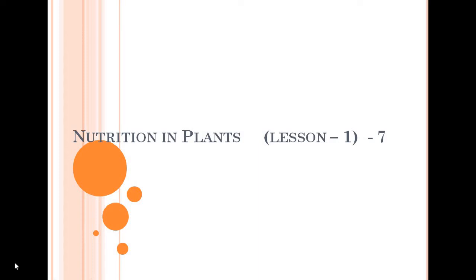Good morning, students. Today we are going to study the lesson Nutrition in the chapter Nutrition in Plants. In this chapter, we are going to study the modes of nutrition, that is autotrophic and heterotrophic. We will also study photosynthesis and different types of heterotrophic plants.